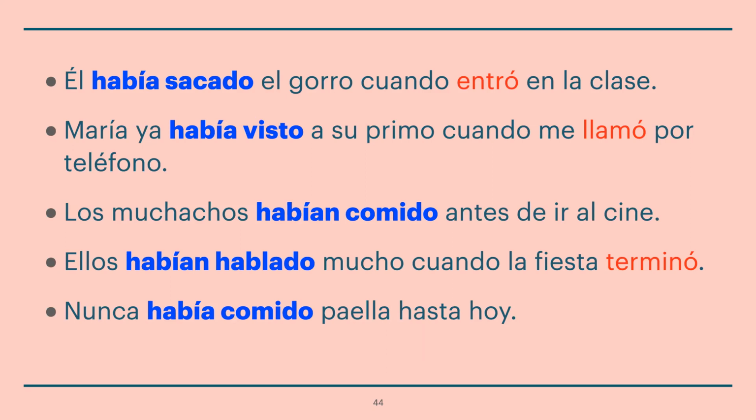Aquí unos ejemplos. Él había sacado el gorro cuando entró en la clase. María ya había visto a su primo cuando me llamó por teléfono. Los muchachos habían comido antes de ir al cine. Noten que aquí está en infinitivo. No tiene que ser el verbo conjugado. Ellos habían hablado mucho cuando la fiesta terminó. Nunca había comido paella hasta hoy. En este caso, ni siquiera un segundo verbo, pero se entiende que la acción ocurrió antes de la situación actual. Entonces, son 5 usos de la conjugación del tiempo verbal pluscuamperfecto.